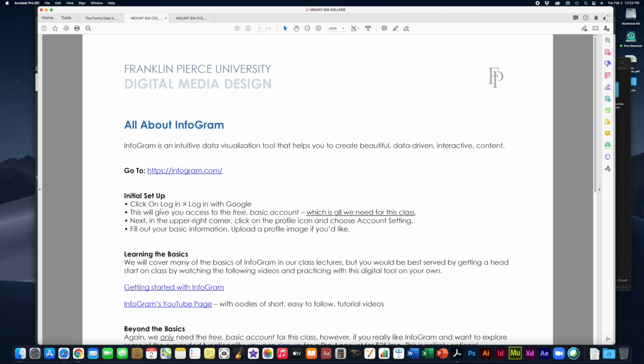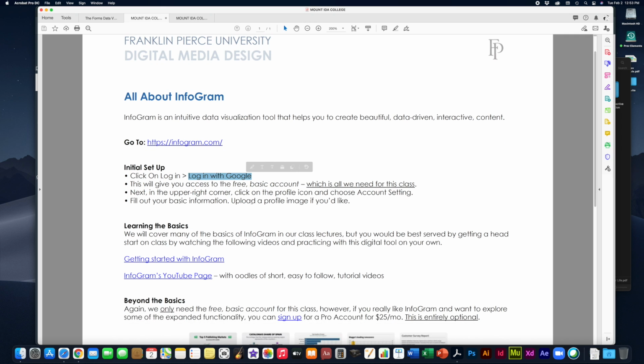You're going to go to login like I just showed you. I suggest logging in with Google, but it's entirely up to you how you log in. Just make yourself an account. By logging in with Google or one of the other methods, this will give you access to their free basic account, which is all we need for this class. There is a paid version of Infogram that gives you more features, but we don't need all those for this class. We're going with the free basic one, okay?